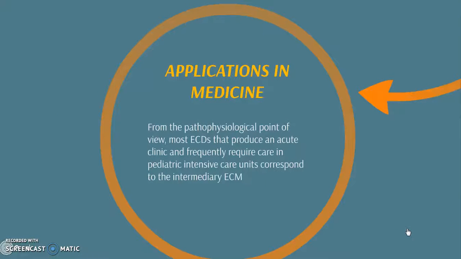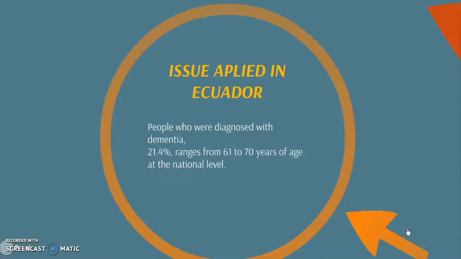Applications in medicine. From the pathological physical point of view, most ECDs that produce an acute clinic and are frequently recurrent in pediatric intensive care units correspond to the intermediate PCM. Among people who were diagnosed with dementia, 21.4% range from 61 to 70 years of age at the national level.